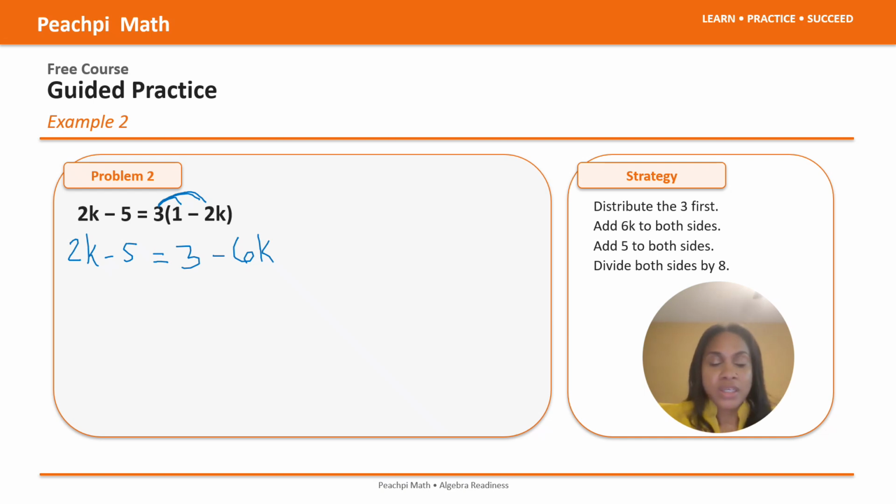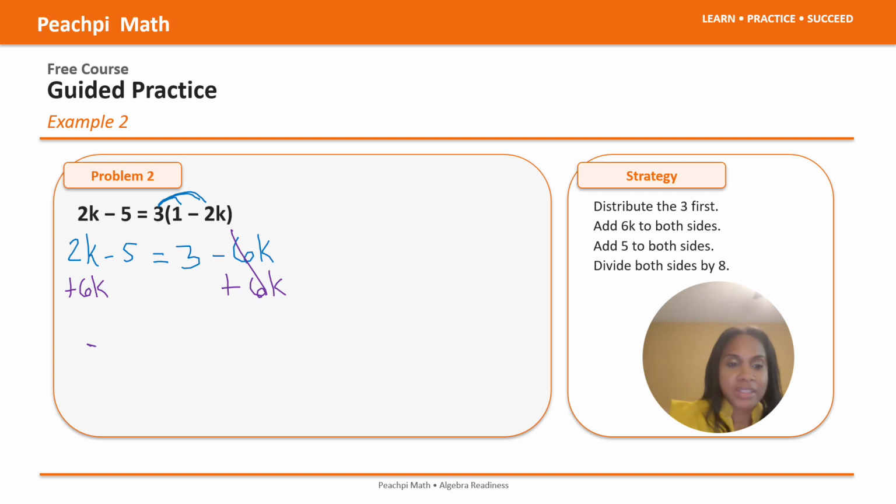So now this looks similar to problem 1. I want to combine my like terms. And so my like terms here are negative 6k and 2k. I could subtract 2k from both sides and get negative 8k, right? Or I could add 6k. I'm going to choose to add the 6k. It's just easier to not have to deal with negatives. Okay. So if I add 6k, it cancels here, keep it balanced.